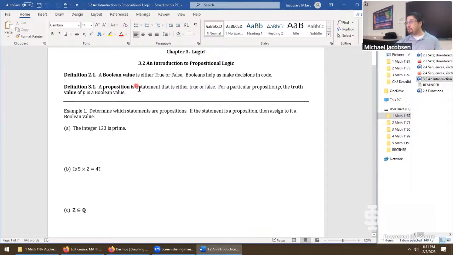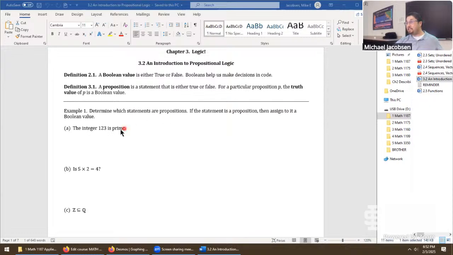A proposition has to be a statement that can either be designated as being true or false. So nothing in between. And because of that, it can't be a question. You can't assign true or false to a question. It can't be a command, like, come to class on time. You can't put true or false on that. That's just a command or something like that.